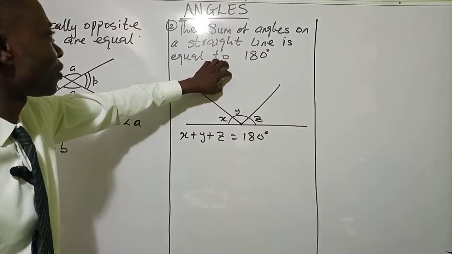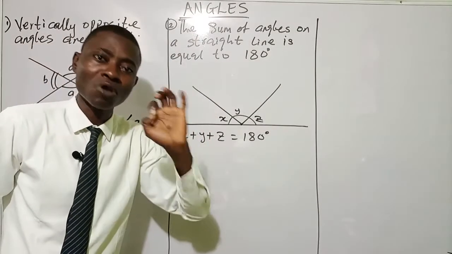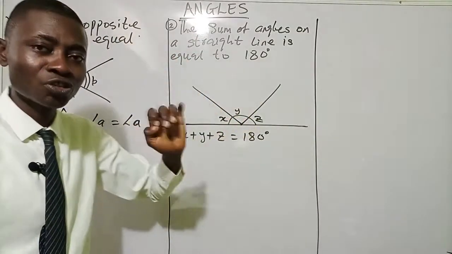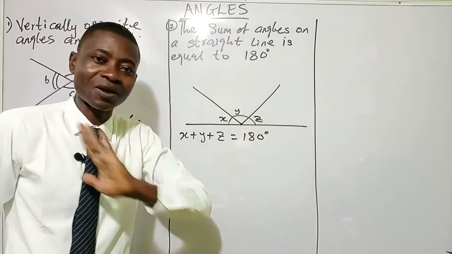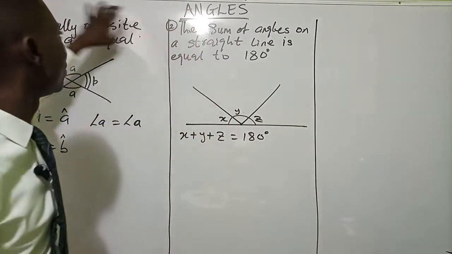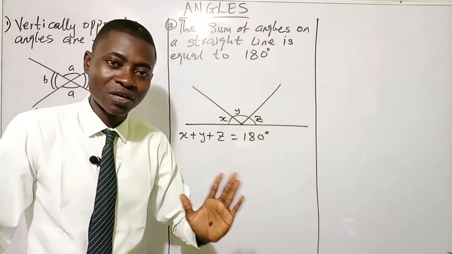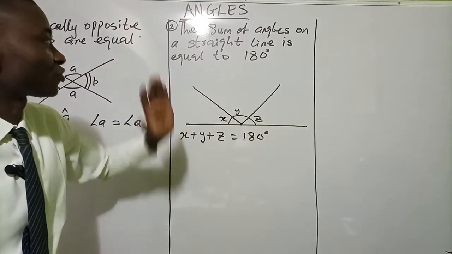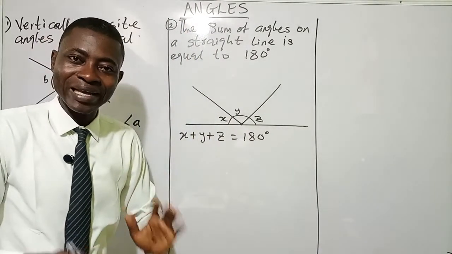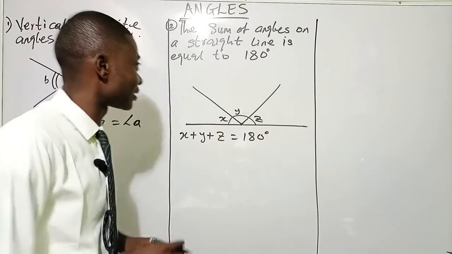This is another important law under angles that we need to bear in mind. It's a must you know this. If you want to easily calculate questions under angles, it is very, very important for you to know these laws. It's very important that vertically opposite angles are equal, and that the sum of angles on a straight line is equal to 180 degrees. These are things you should be able to recall at the snap of your fingers.